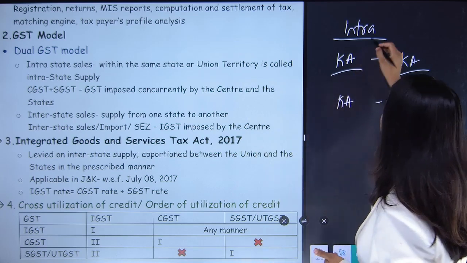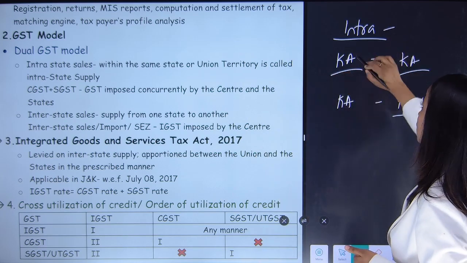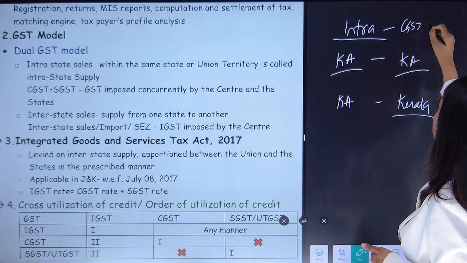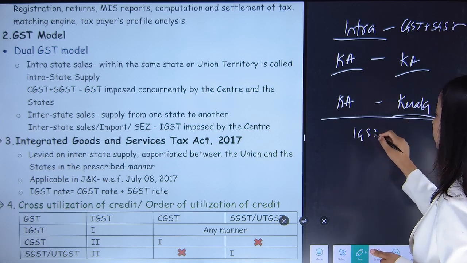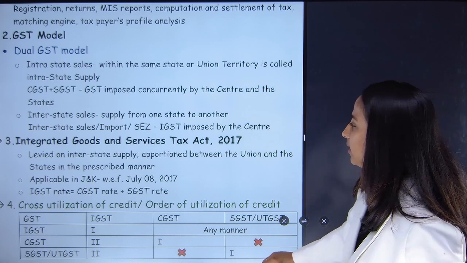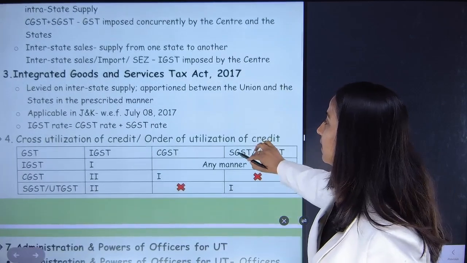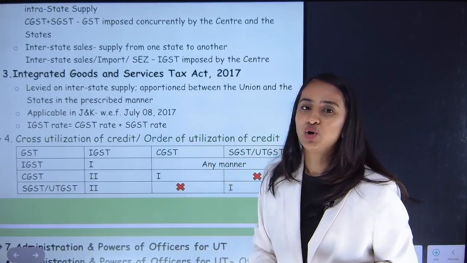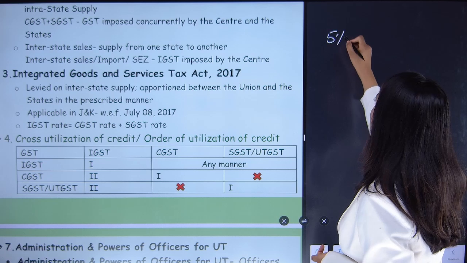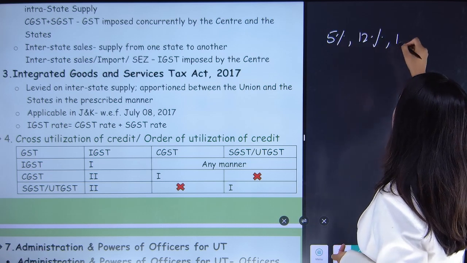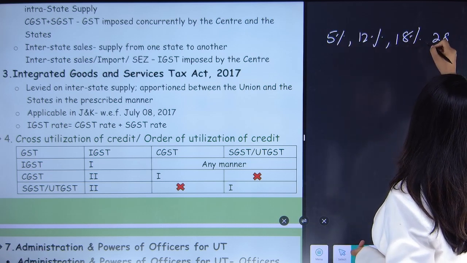So on your intra-state supplies, whatever is within your state, CGST and SGST will be levied. On your interstate sales, IGST will be levied. Okay. Now, IGST is going to be levied on your interstate sales, right? So generally the rates are 5%, 12%, generally 18 and 28%, right?